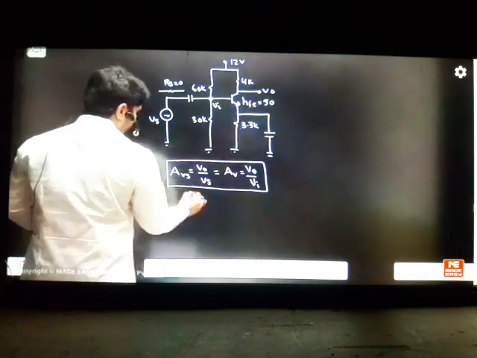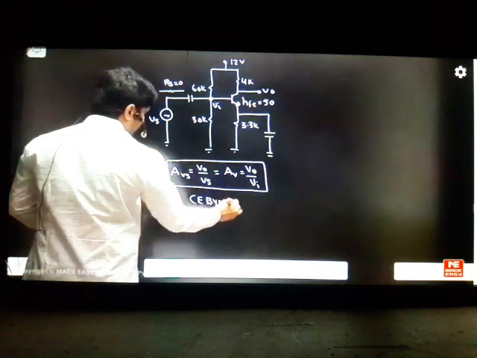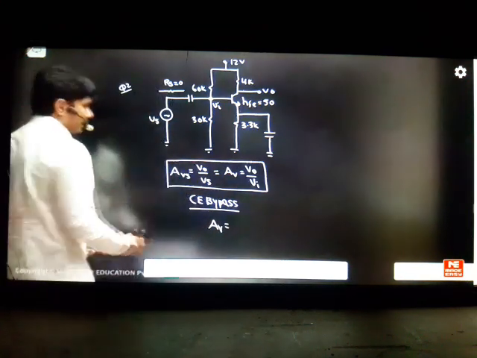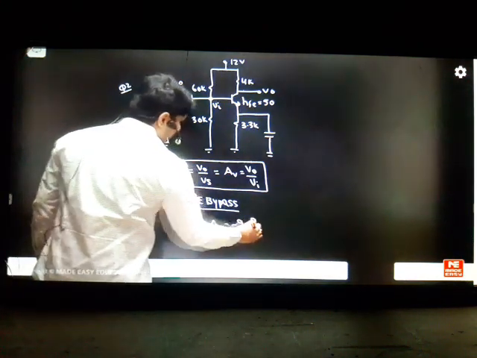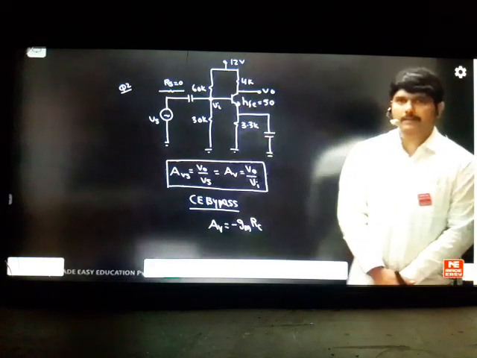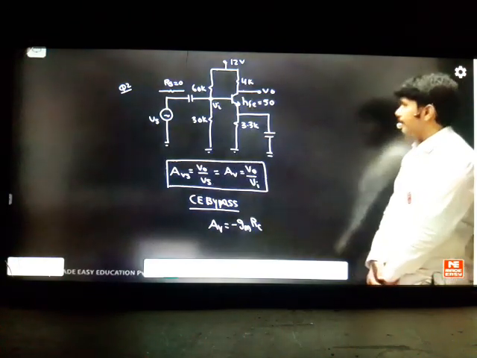And the circuit name is called common emitter bypass. It's an unbypass or bypass. So for transistor gain for bypass, I know the formula is minus Gm times of load. Voltage gain is equal to minus Gm times of RC. So this formula, how to apply in this problem, we'll see.